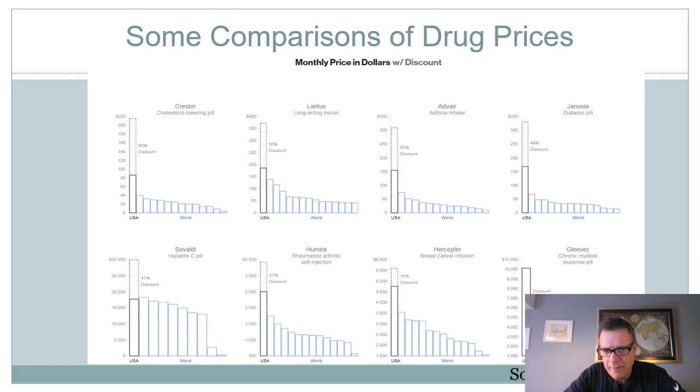And these are some comparisons of drug prices for the American market vis-a-vis other markets. And you can see Crestor. It can go from $220 in the U.S. to now $40 in the rest of the world. Sovaldi, you're seeing huge discounts. Atripla, Januvia, these are all drugs that are massively more expensive in the American market than you'll see in other markets around the world.